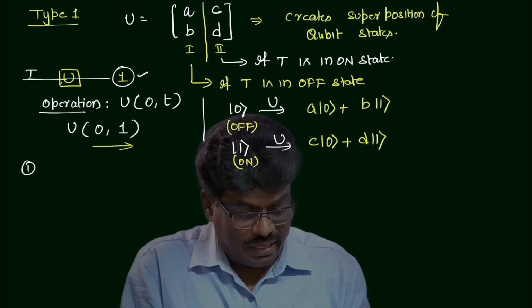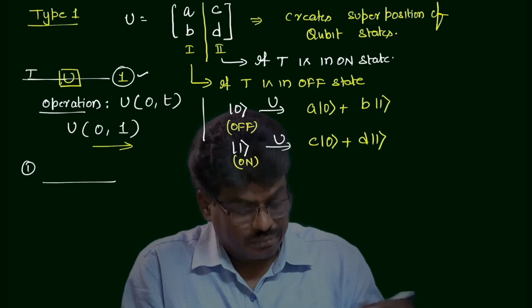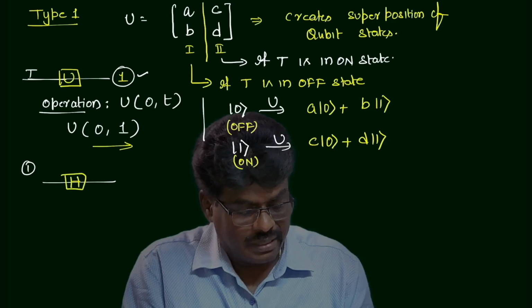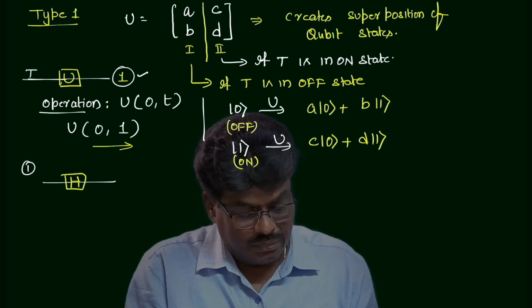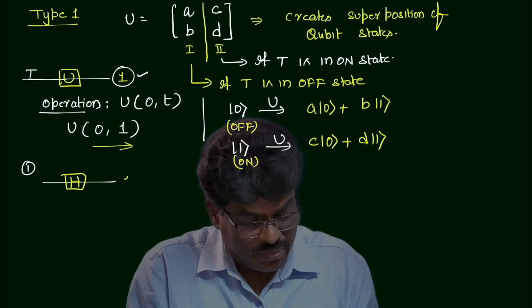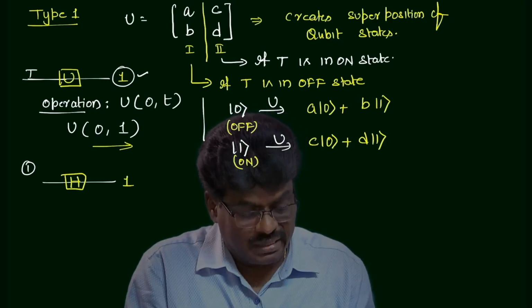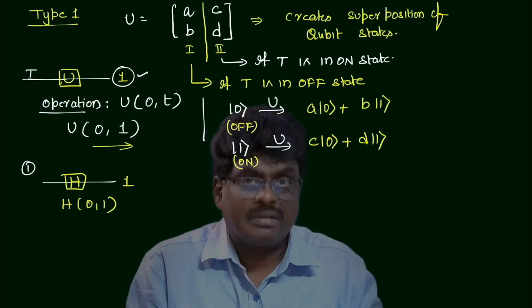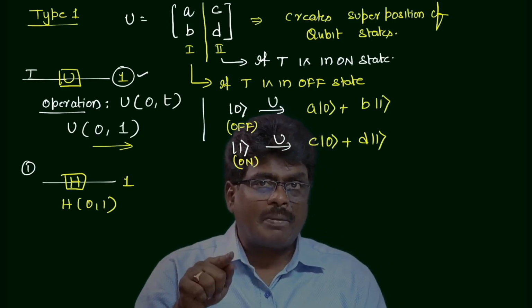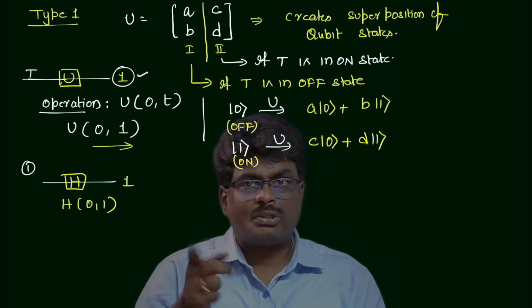The first one, here I am taking the Hadamard gate. You are familiar with this Hadamard gate, and you know there is only one single qubit, that's why I'm taking it as a 1. Just now I discussed what is the operation. This is H of 0 comma 1. That means this Hadamard operator will create the linear superposition of 0 and 1.